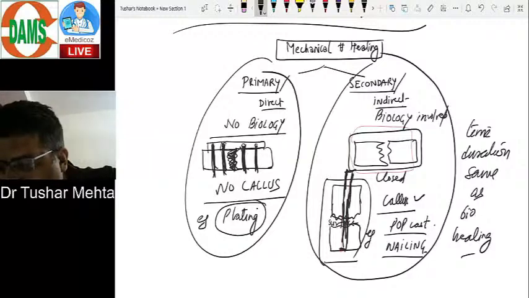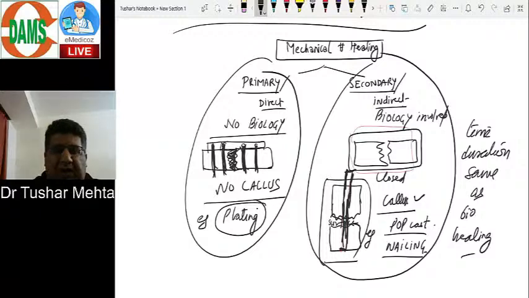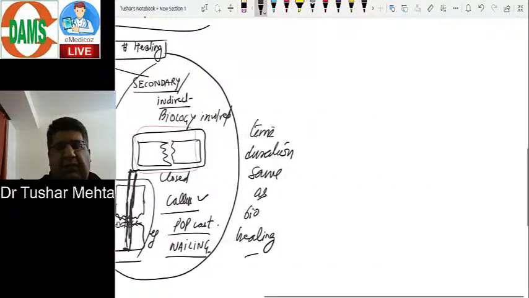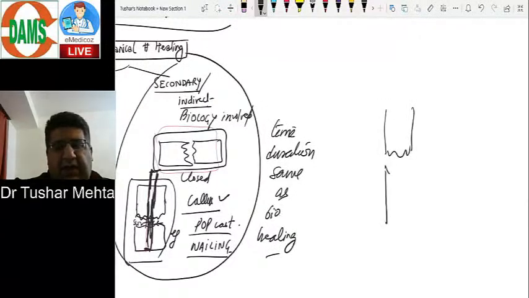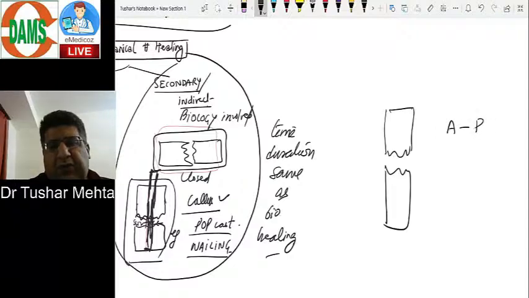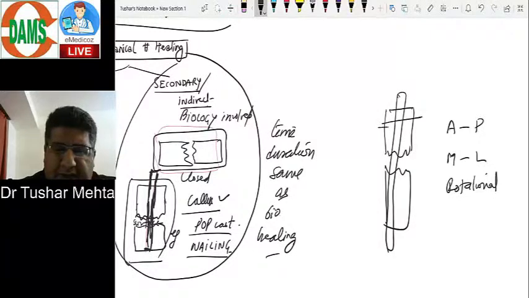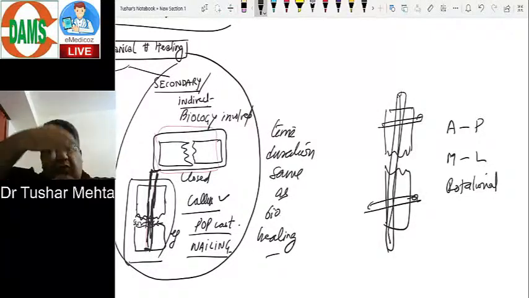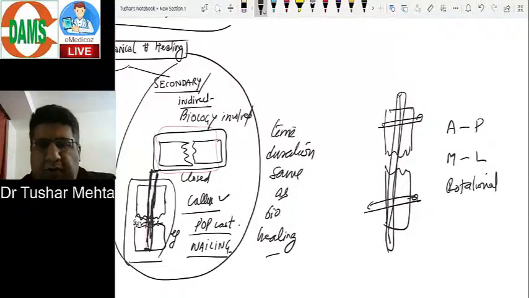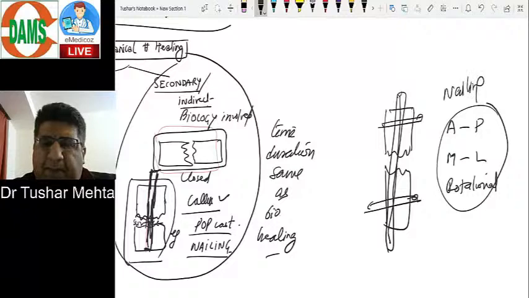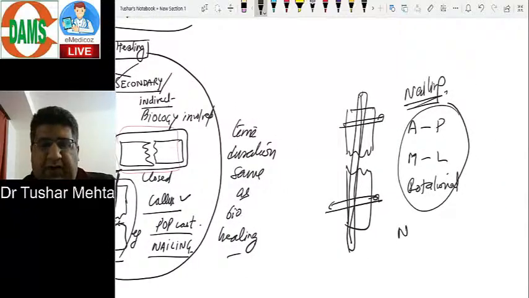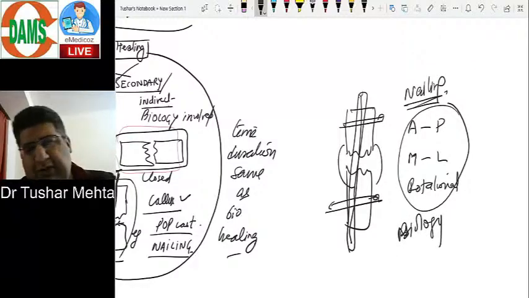Pratik Maheshwari, what is the mechanism of action of nailing? I told you, the mechanism of action of nailing is to avoid the rotational component. See, whenever there is a fracture, there are three possibilities: it can move anteroposterior, it can move mediolateral, or it can rotate. There are three instabilities: anteroposterior, mediolateral, and rotation. So when you put a nail and you fix it with screws, do you think this nail can allow it to go mediolateral? No. When you fix the nail also with screws, can it go anteroposterior? No. Can it rotate? No. So all the three instabilities are dealt with nailing. And yes, there is no interference with the biology since you are not opening up the fracture site.